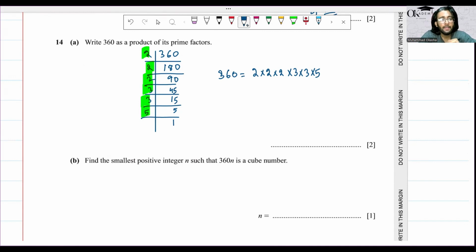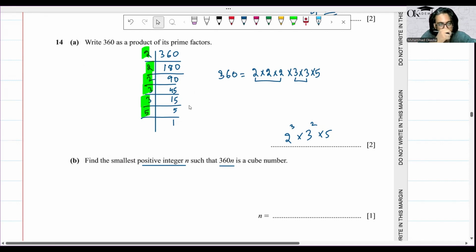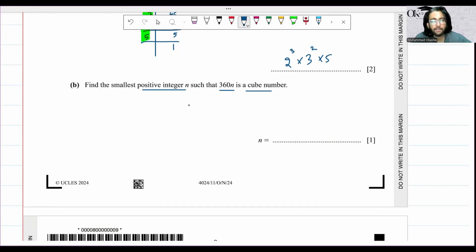Find the smallest positive number n such that 360n is a cube number. You can also write it this way: 2 cubed times, we have 2 of the 3s, so 3 squared, times 5. If I want to make it a cube number, think about it. I want all of my factors to be in triplets. This is a triplet, that's fine. But this is not a triplet, this is not a triplet. So what's missing? I think there's a 3 missing, and there are 2 5s missing.